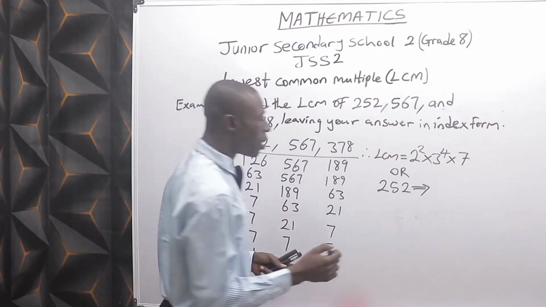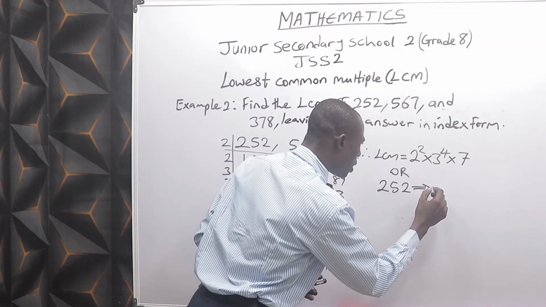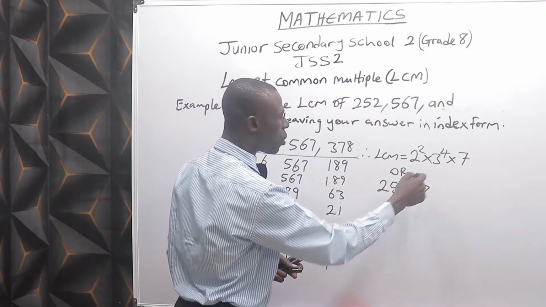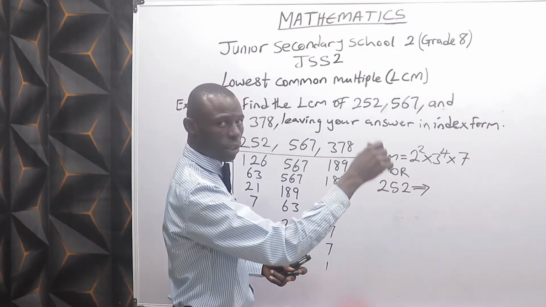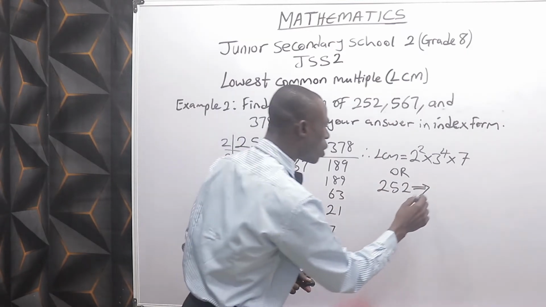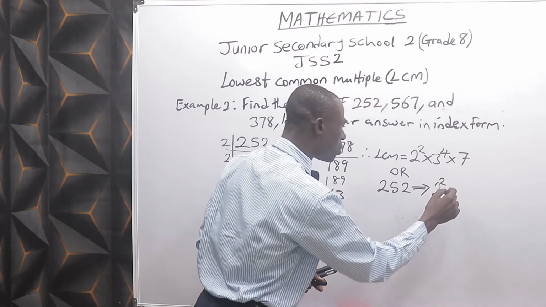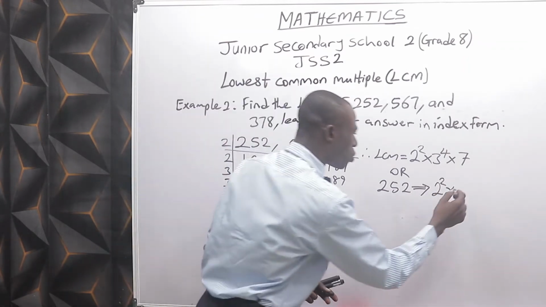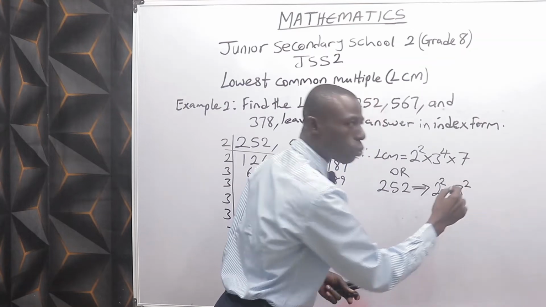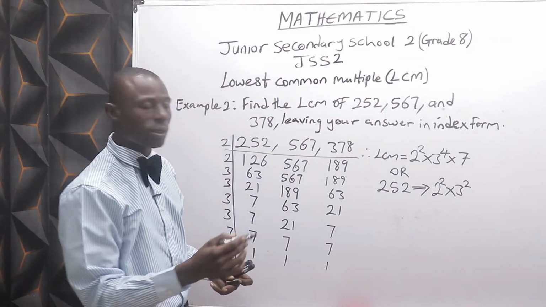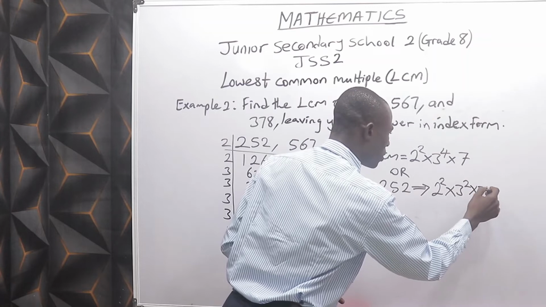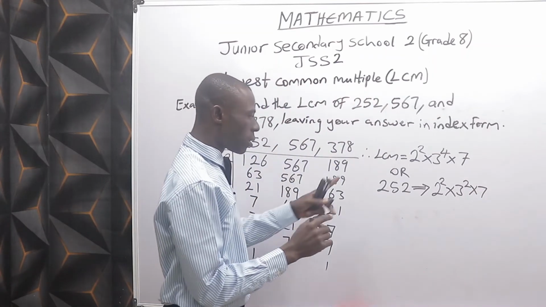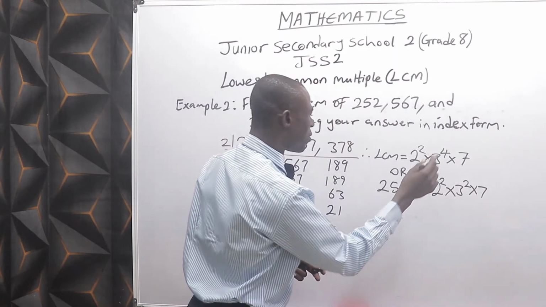Do we understand? So this will be, if you divide this on the table of long division, you have 2 raised to power 2 times 3 raised to power 2, also times 7. That should be correct. 2 raised to power 2 times 3 raised to power 2 times 7.